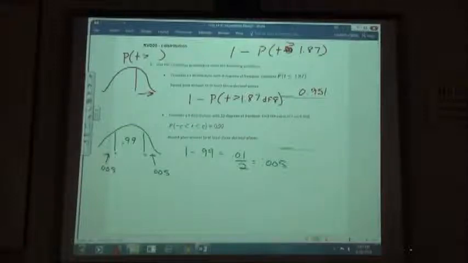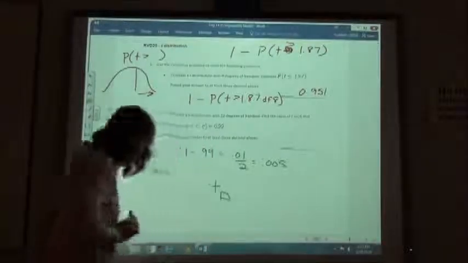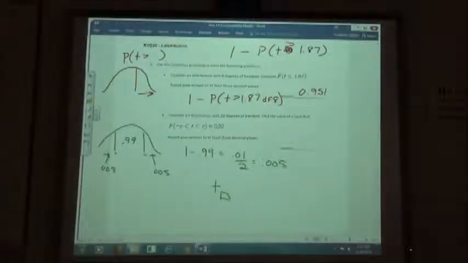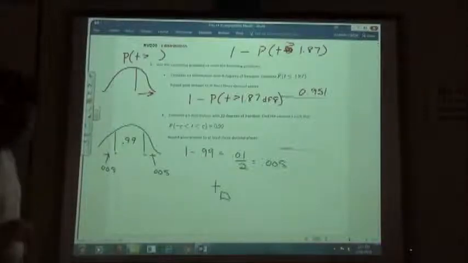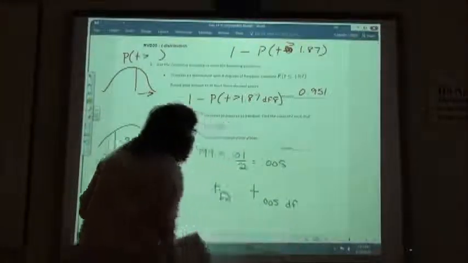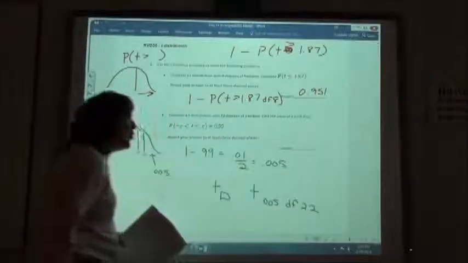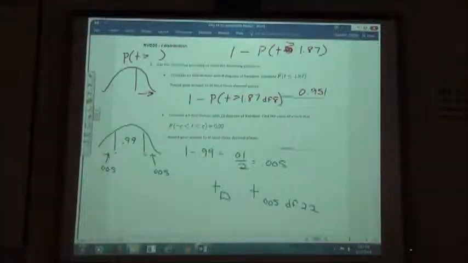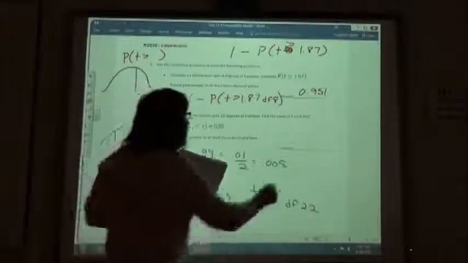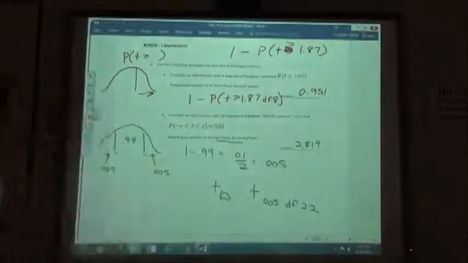Since I'm finding the area, now I'm going to use the T sub, the one with the little box. See that one on the ALEKS calculator? Yep. So I'm going to put T sub 0.005. Again, it's going to ask for the degree of freedom, and on this one it says 22 is what we want to use for our degree of freedom. 2.819, 3 decimal places again it says.